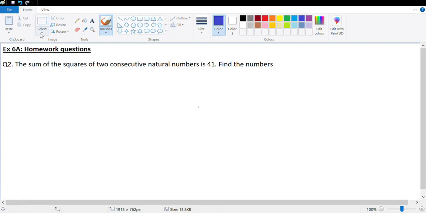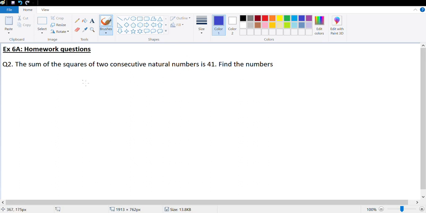Hi guys, let's look at the homework questions of exercise 6a, which is solving problems based on quadratic equations. So basically we need to convert the word problem into a quadratic equation and then solve it using any of the methods that we know. So let's look at question number 2.